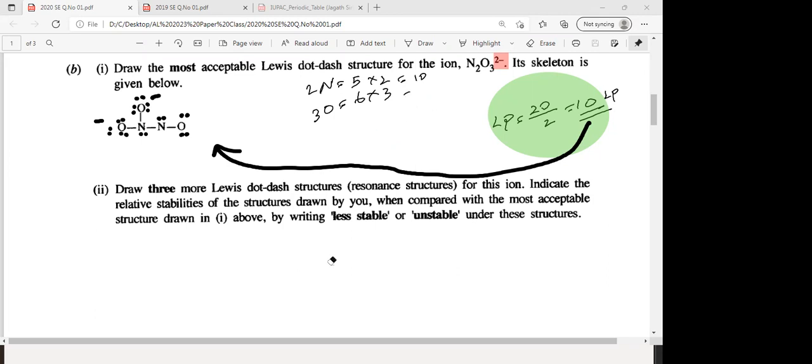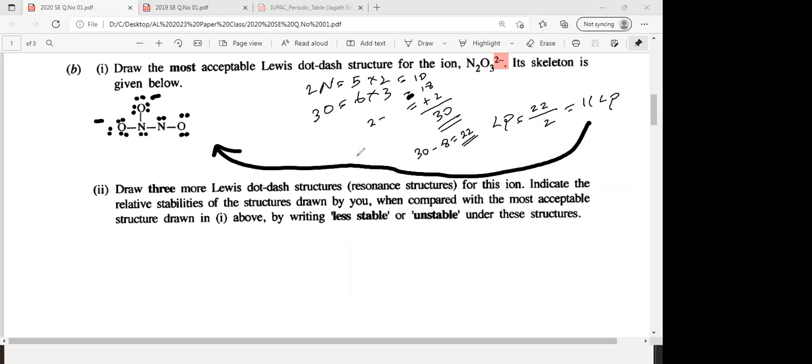Total will be 18. 18 plus 2 for the 2 minus charge, then you get 30. Then 30 minus 8, you get 22. 22 divided by 2, you get 11 pairs.